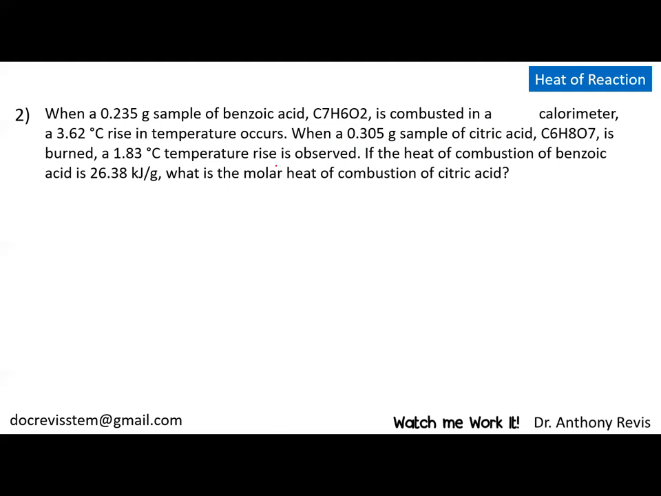Now, watch this. This is important. So we have event number 1. I'm going to label it right above what's the species, and event number 2. Now it says if the heat of combustion of benzoic acid, that's event number 1, equals this value in kilojoules per gram, what is the molar heat of combustion of citric acid? So what we're essentially doing is, number 1 is a known, and number 2 is an unknown. So that's how we'll treat these.